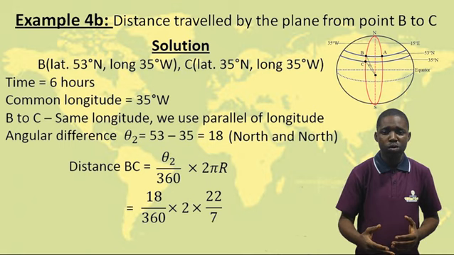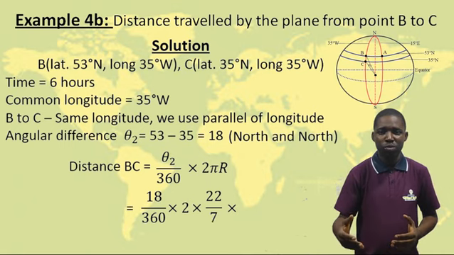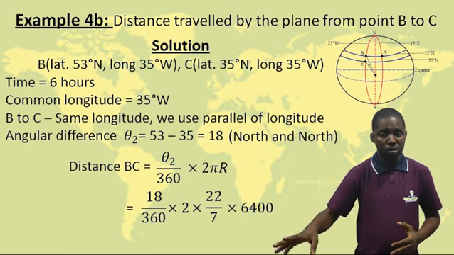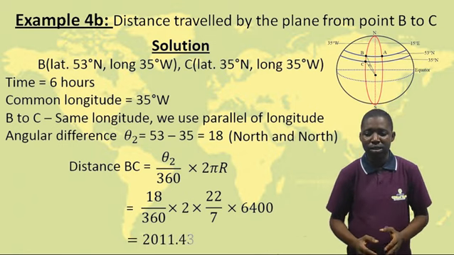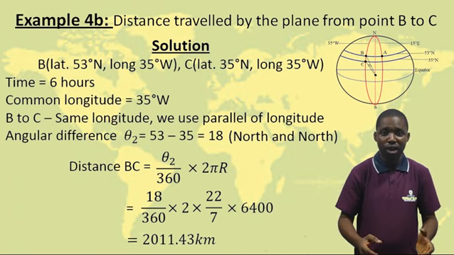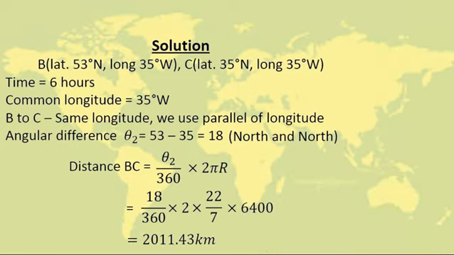times 2 times 22/7, which is pi, times r, 6400. So if I multiply all that, I'm getting 2011.43, which is approximately 2011 kilometers.